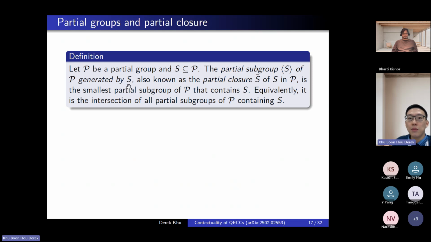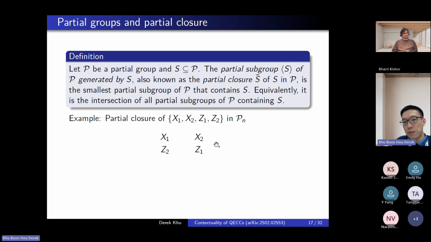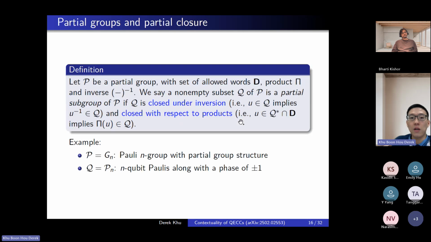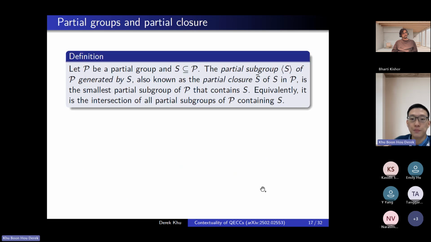And then we could talk about a partial subgroup generated by a subset of the partial group, or what we call a partial closure. So for example, we have these four operators in Pn. Pn, as we recall, is the n-qubit Paulis with a real phase. We define Gn to be all the possible n-qubit Pauli operators with any phase plus or minus 1 or plus or minus i. Pn we take to be the n-qubit Pauli operators with the phase plus or minus 1.